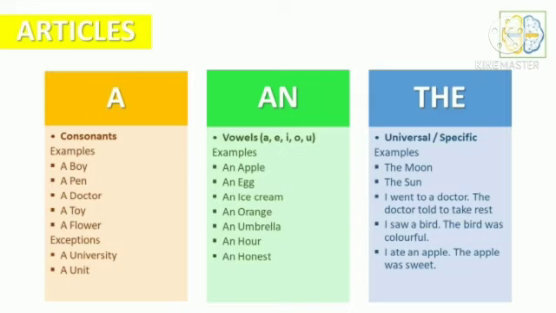Articles are used to indicate whether the noun is definite or indefinite. So, a and an are indefinite articles because they indicate that the noun used in a sentence is neither particular nor definite. Okay, you can see some examples on the screen. We got it that the is the definite article and a and an are the indefinite articles.